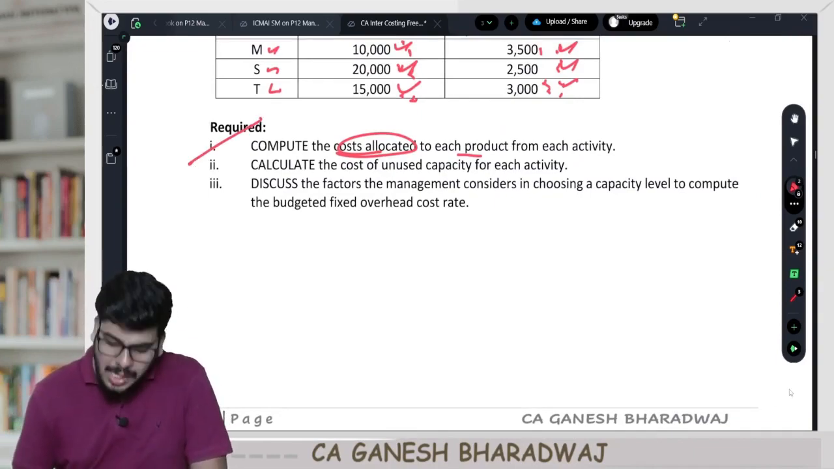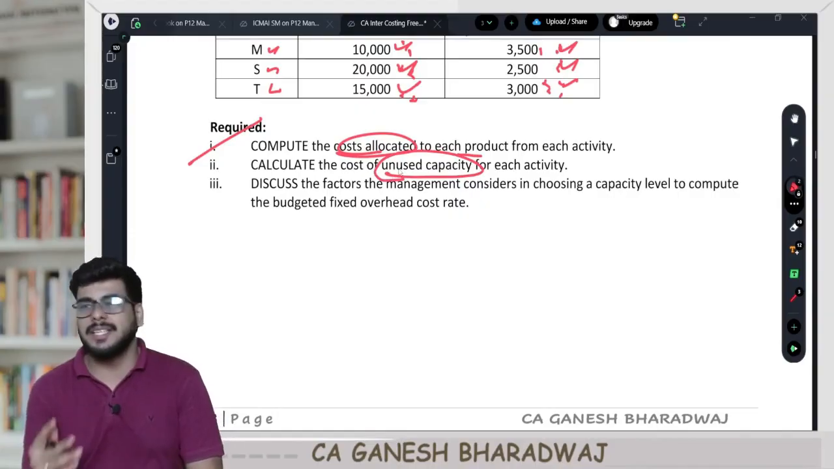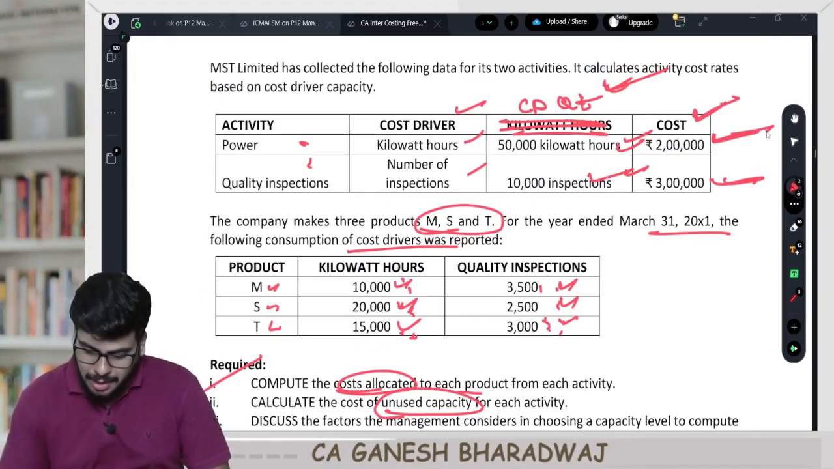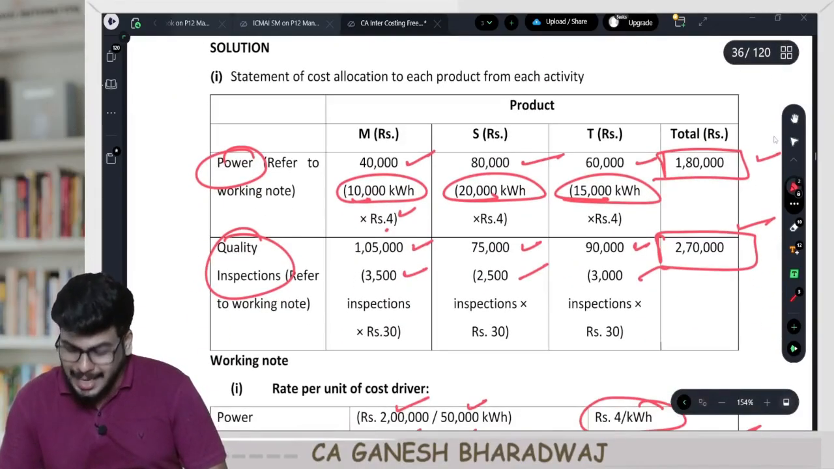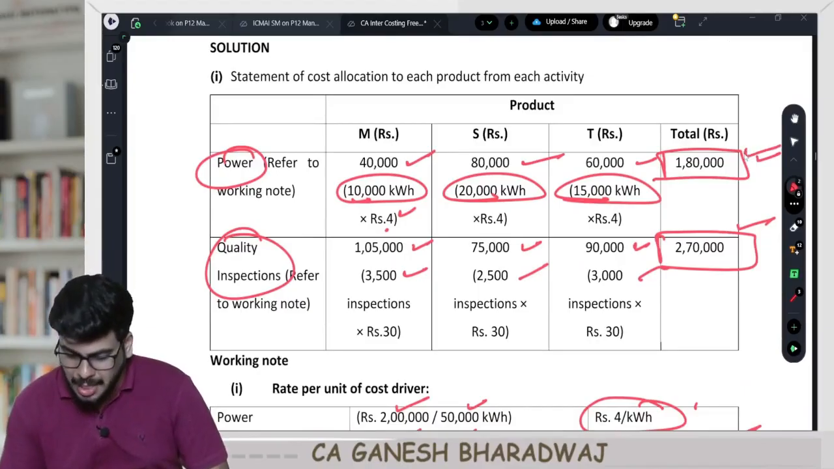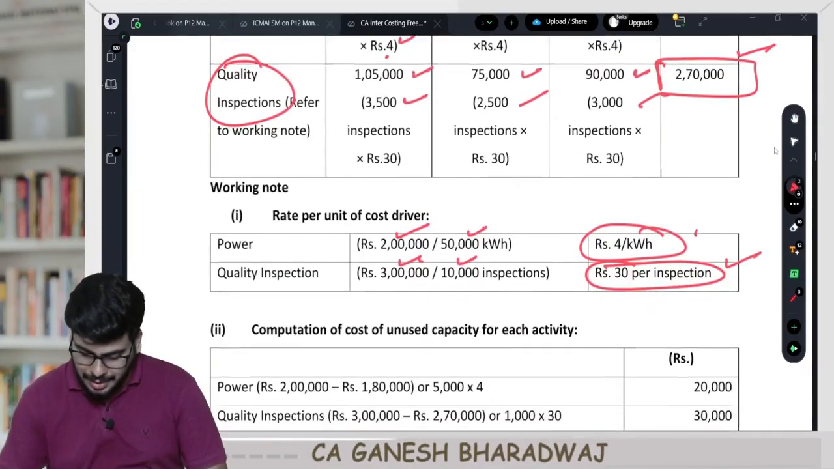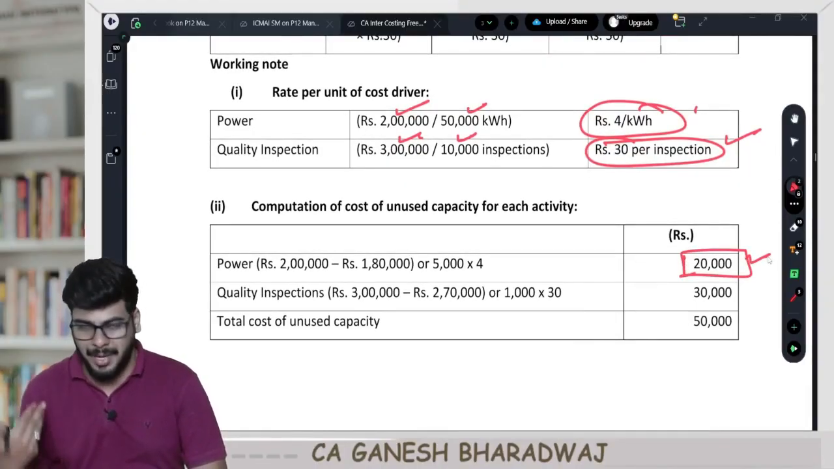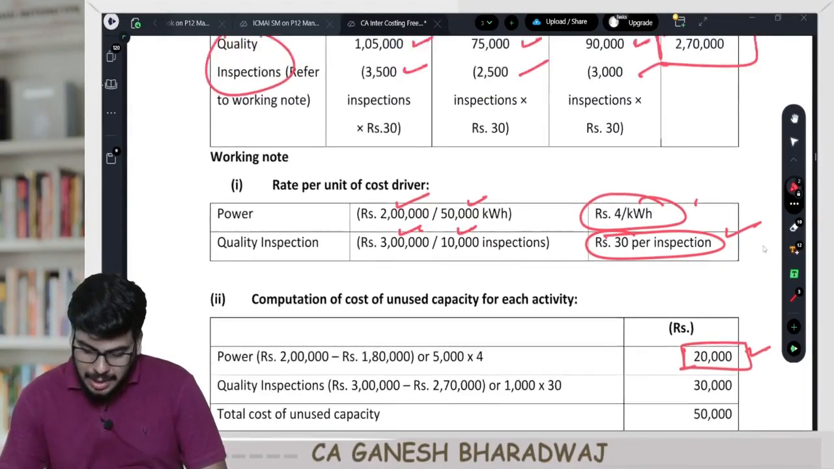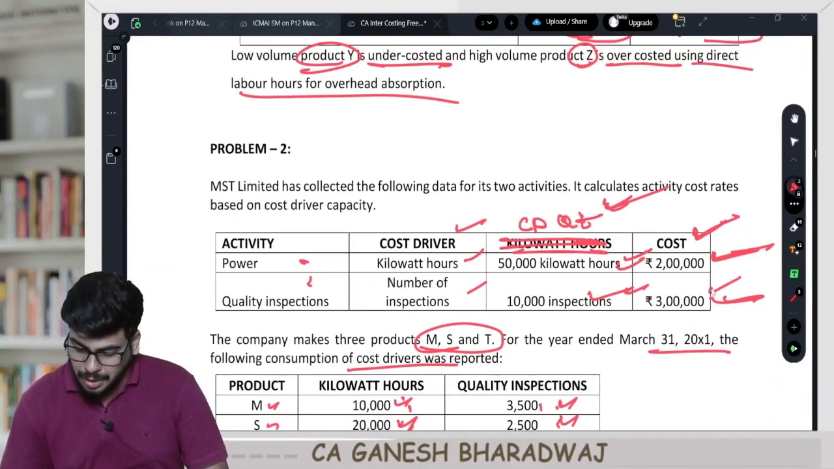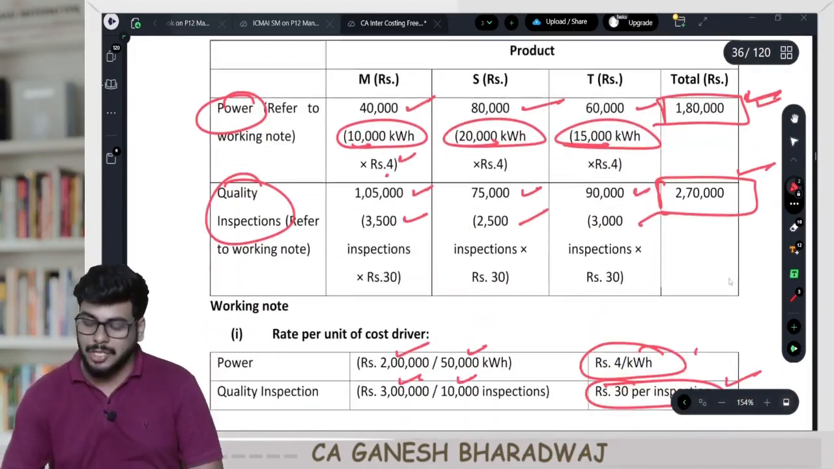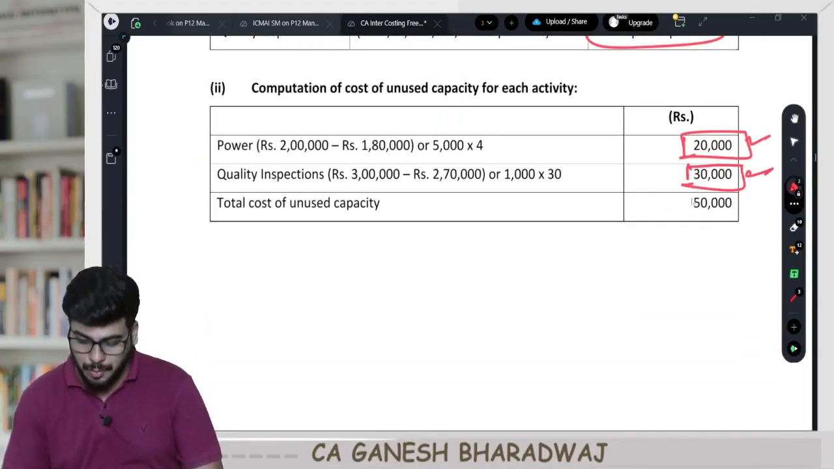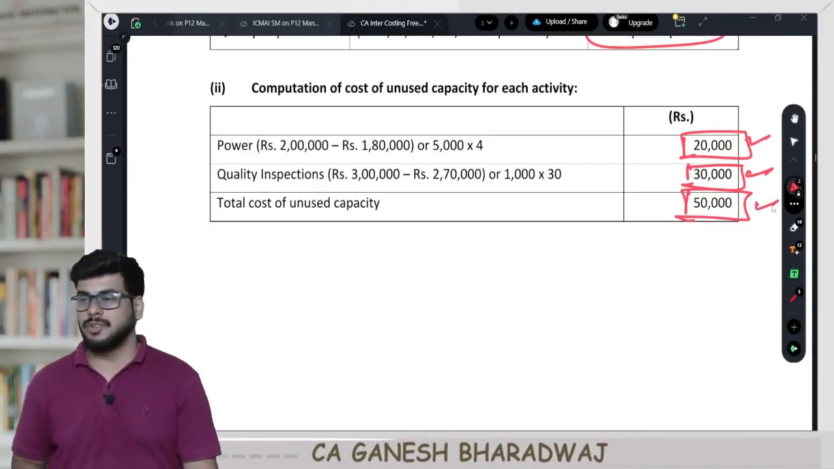Number 2, calculate the cost of unused capacity. This is nothing but your under or over absorption using ABC. Now I had budgeted a cost of 2 lakh rupees for power, but what I actually absorbed using ABC was only 1,80,000. So the difference between the two is 20,000 rupees. This is nothing but the unused capacity or unabsorbed overheads. Similarly for the quality inspection, I was planning to incur 3 lakh, but I actually ended up absorbing only 2,70,000. So here again there is an unused capacity to the extent of 30,000 rupees. Add the two, the total value of unused capacity is going to be 50,000 rupees.